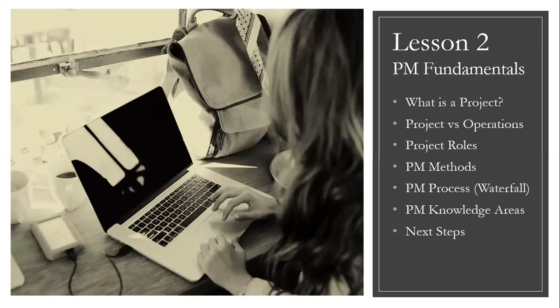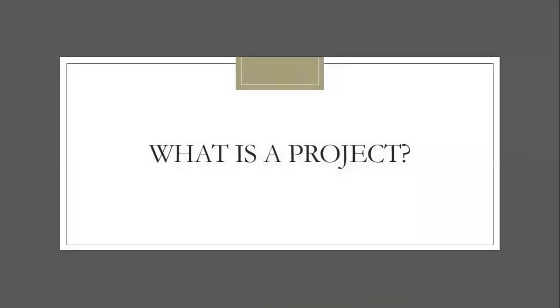So the fundamentals are: what exactly is a project, then project versus operations, project roles, project management methods, process, especially the waterfall. Now, in this series, whenever I talk about project management process and I do not mention agile, then by default it is waterfall, because PMP is all about the conventional waterfall process. Okay, and then we are going to have a sneak peek into the PM knowledge areas and finally the next steps. So what is a project?